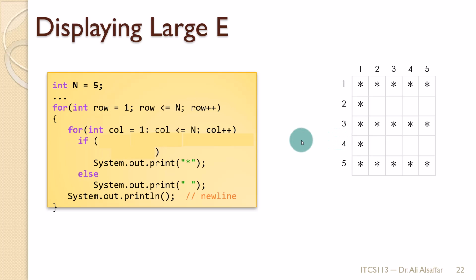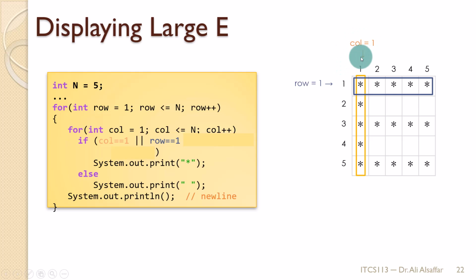So now we need to think about these asterisks, their locations inside this grid. Then we can look at this shape as if it consists of 4 parts. Now let's look first at the first part. For the first part, we need to display all these asterisks on column 1. So this is the first condition. For the second part, we need to display all asterisks at row equal to 1. So this is the second condition.